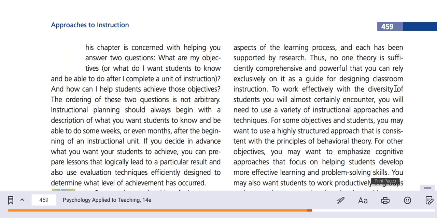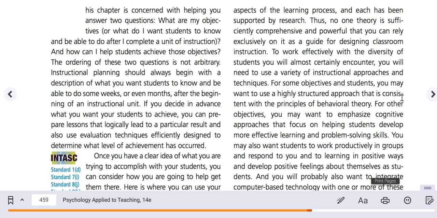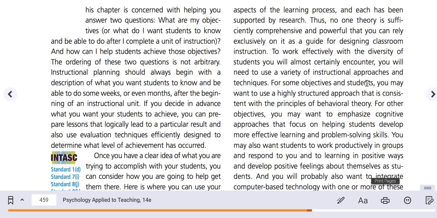The ordering of these two questions is not arbitrary. Instructional planning should always begin with a description of what you want students to know and be able to do some weeks or even months after the beginning of an instructional unit. If you decide in advance what you want your students to achieve, you can prepare lessons that logically lead to a particular result and also use evaluation techniques efficiently designed to determine what level of achievement has occurred.